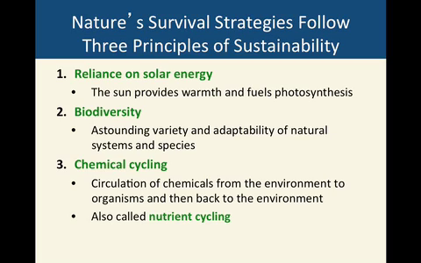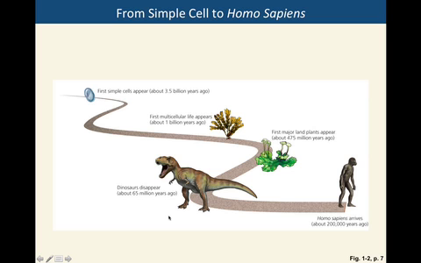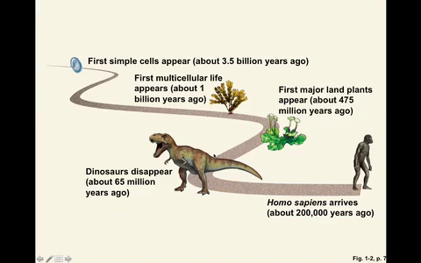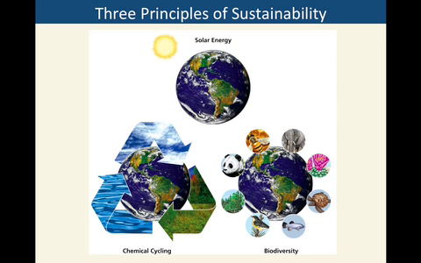We have these 3 different principles of sustainability that we'll be covering or reviewing or coming back to every single chapter. So make sure that you know these: reliance on solar energy, biodiversity, and chemical cycling, also known as nutrient cycling down here. Evolution. For some reason, these PowerPoint presentations duplicate images, so you see them twice.